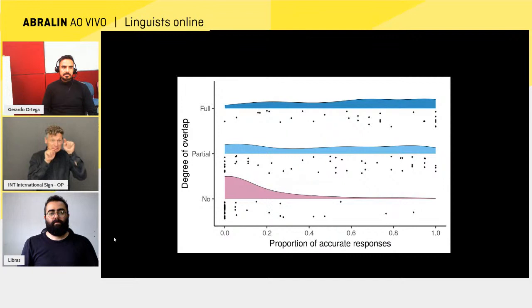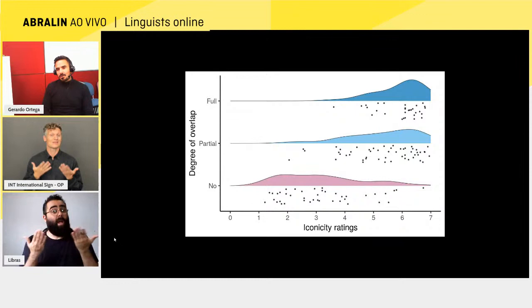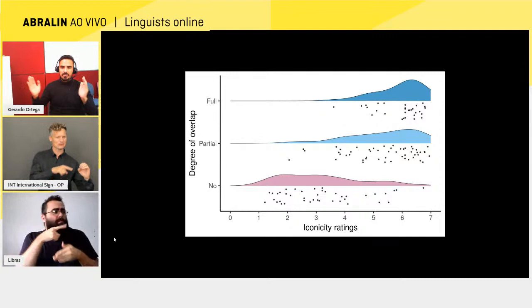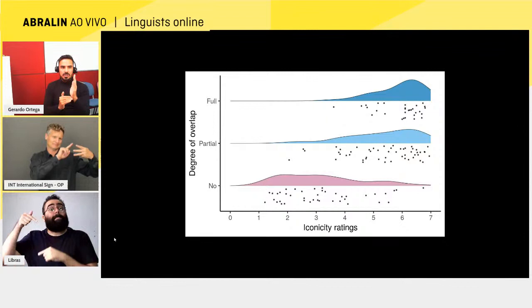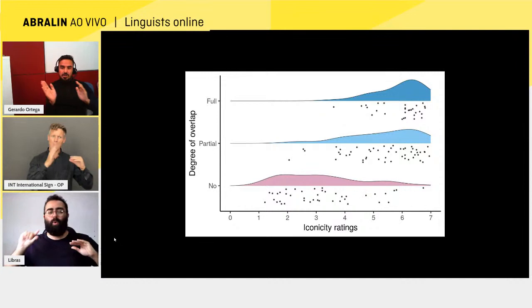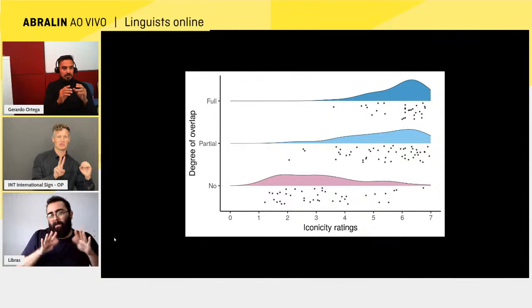When it comes to iconicity ratings, we found very similar results. On the horizontal axis, we have the scale of iconicity from 1 to 7, where 7 is higher iconicity and 1 is no iconicity. Again, we see on the vertical axis our three different conditions, and a similar pattern. In the bottom graph, the pink cloud, most of the ratings are skewed towards the left with values between 1, 2, 3. So our participants gave low iconicity ratings to signs that did not overlap with gesture.